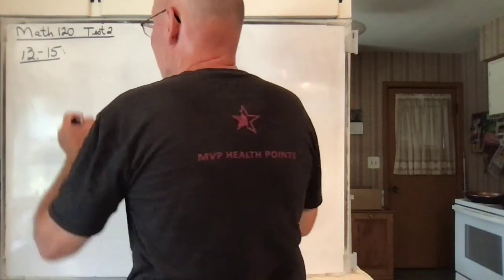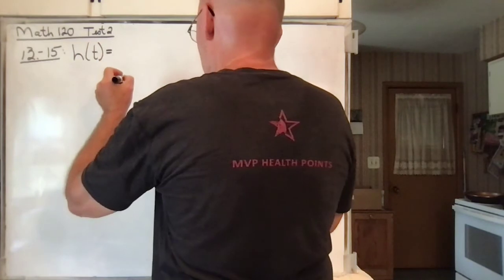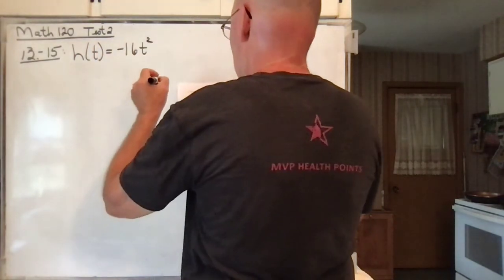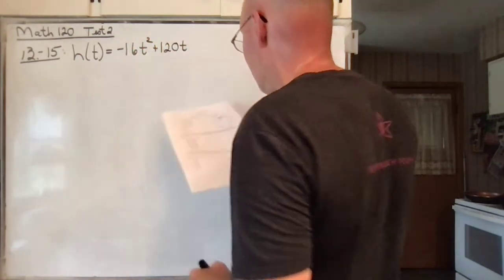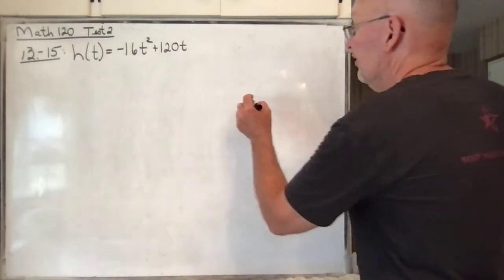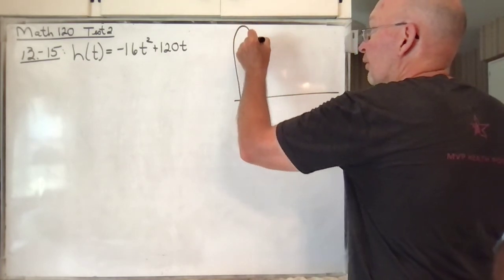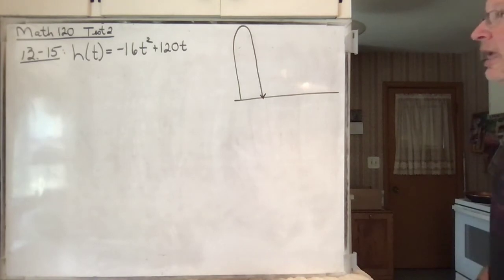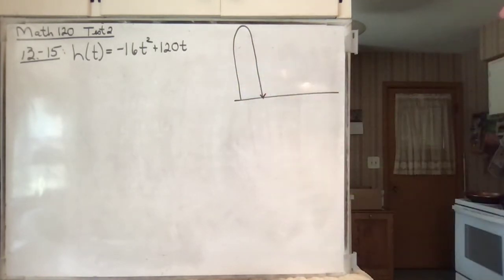We have the height of a ball that you shoot up into the air from the ground, given by negative 16t squared plus 120t. If you throw it up with a velocity of 120, it's going to start by going up, and then gravity is acting on it, so of course it's going to eventually come back down and hit the ground. That's the general path of it. It's going to go up and come back down.